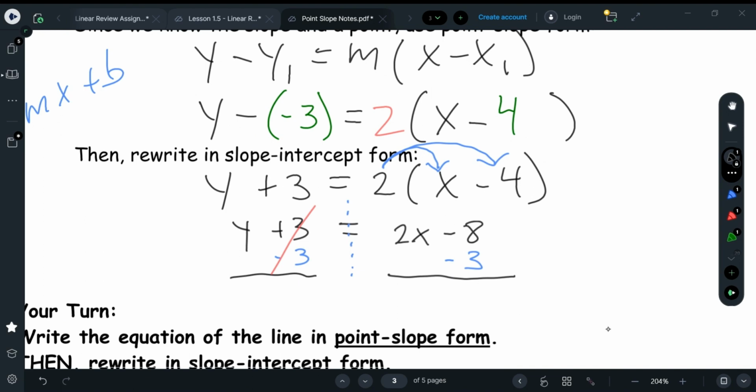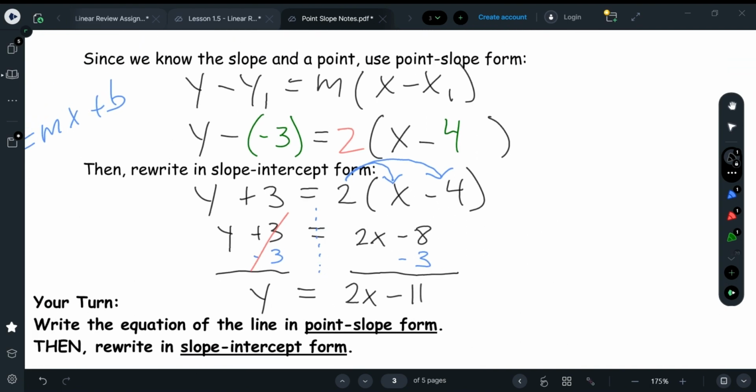Effectively, it's gone. And all we have on the left side of the equation is a y, which is what we want. y equals, the 2x term is just going to come down. It doesn't have any like terms to combine with. But right here, these are like terms. Those are going to combine. Negative 8 minus 3 is a negative 11, so I write that as minus 11. And guess what?